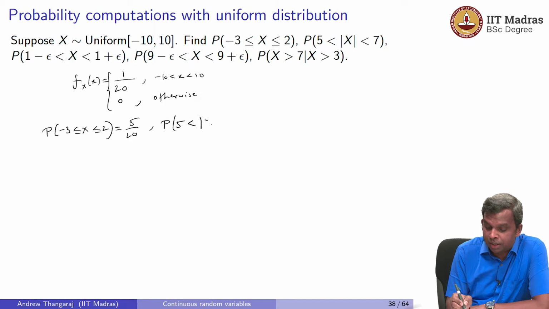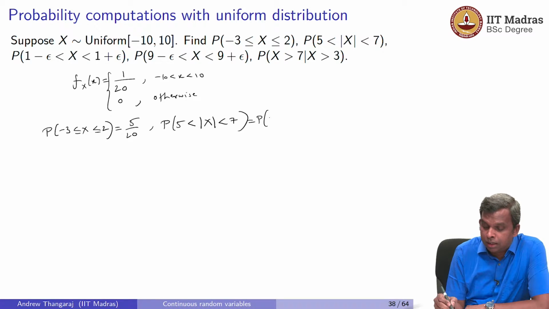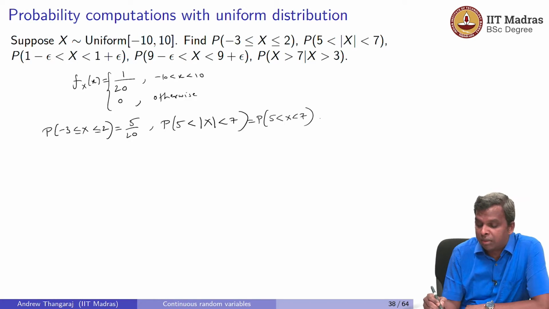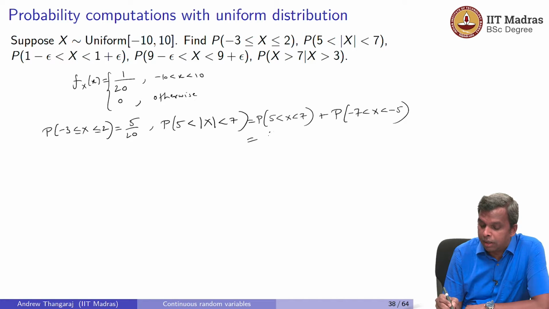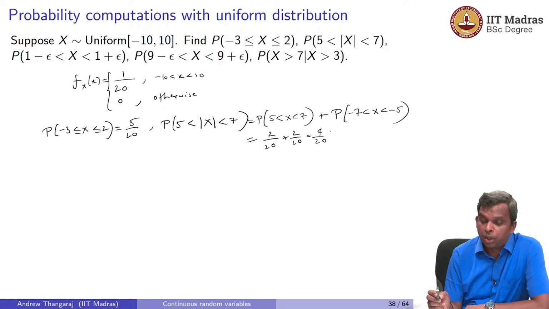Probability that 5 is less than mod x less than 7. Now once again, mod x means this is the same as the probability that 5 is less than x less than 7, or x is between minus 7 and minus 5. It's a disjoint union, so you can add them out. So you'll get 2 by 20 plus 2 by 20, that's 4 by 20. You can also calculate it in so many ways.